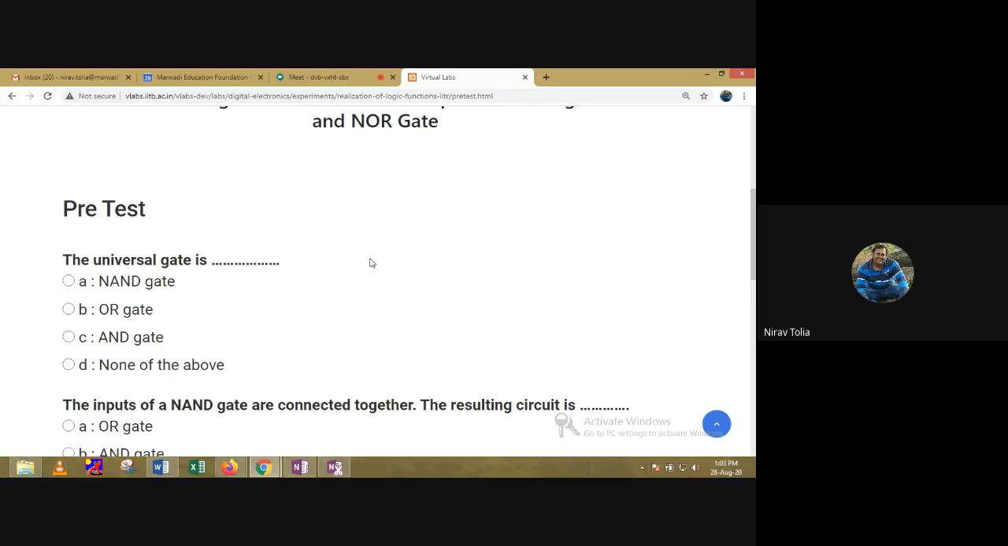Okay, Jwalan gives the answer, Ankit gives the answer, Ravi gives the answer. Okay, Lisa. Okay, so almost all of you are giving the answer, it is A. Okay, NAND gate.